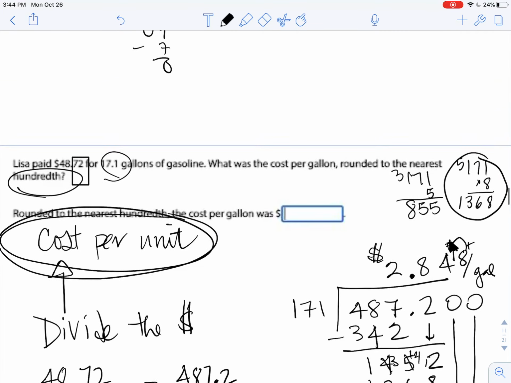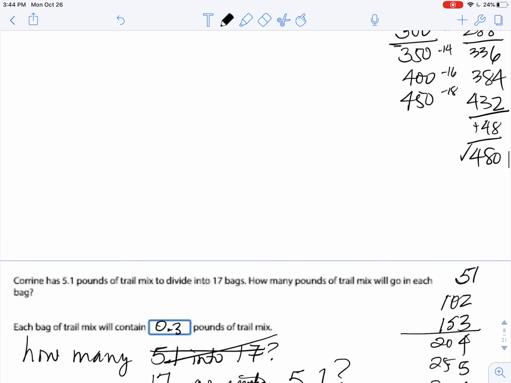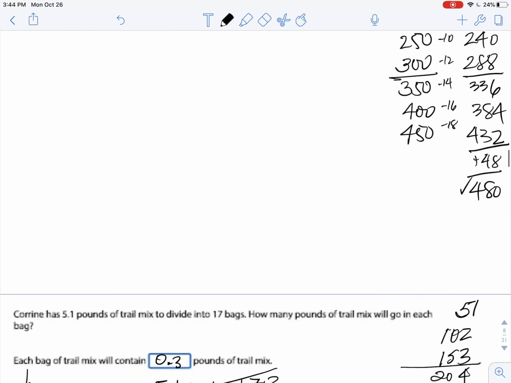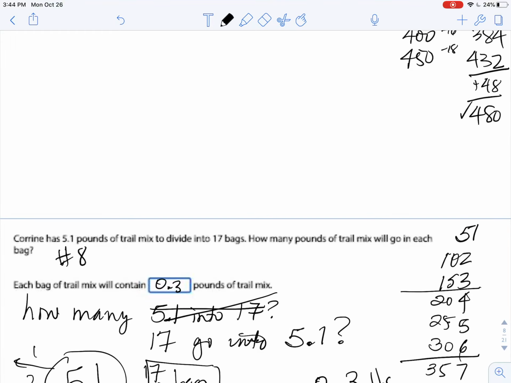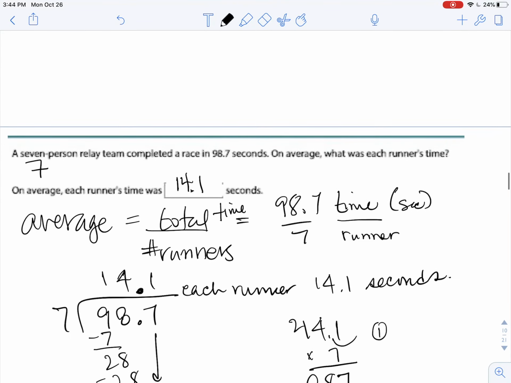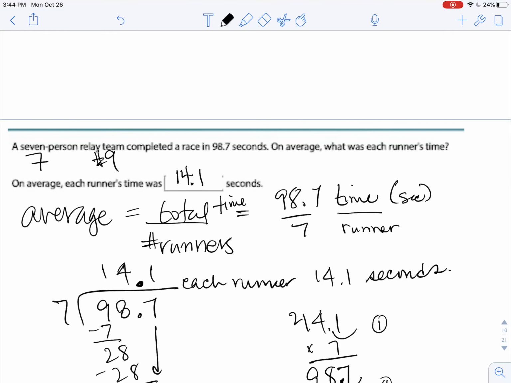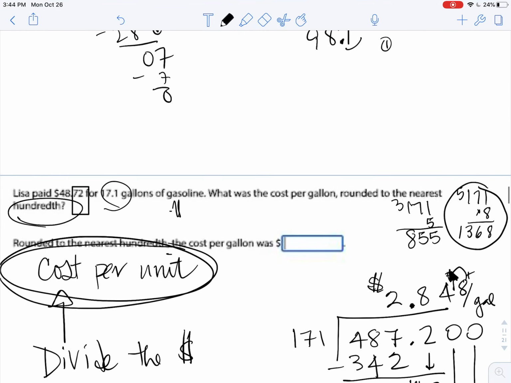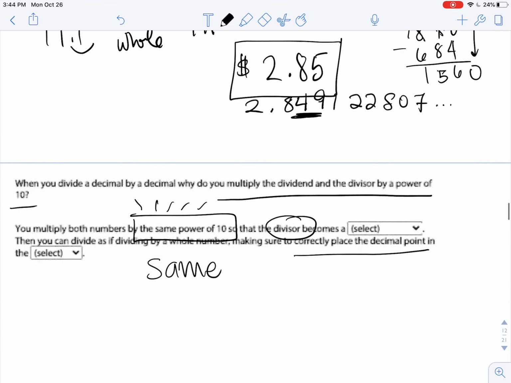Oh my gosh, did we forget to write what question that was down? Did we? We meaning me. This was number 7. This is number 8. This is number 9. This is number 10.